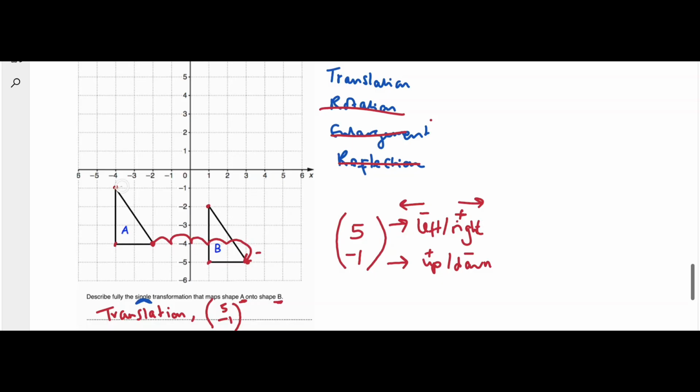1, 2, let's check here. 1, 2, 3, 4, 5 across, 1 down. Yep. And then 1, 2, 3, 4, 5 across, 1 down. Yeah, so I've checked to make sure that it is correct. So that is my answer for 2 marks.